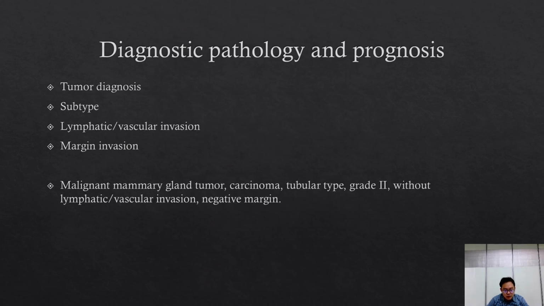Here I want to talk a little bit about how pathology could help evaluating the prognosis and the survival time of the tumor. Many tumors may have different subtypes and have their own grading system, and based on the microscopic findings, we can make a diagnosis like this: malignant mammary tumor, carcinoma, tubular type, grade 2, without lymphatic or vascular invasion, negative margin. At present, there have been many studies comparing the relationship between different factors and prognosis, like subtype, grading or surgical margins mentioned above.